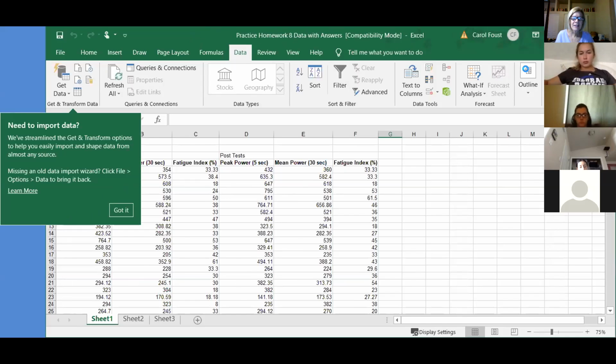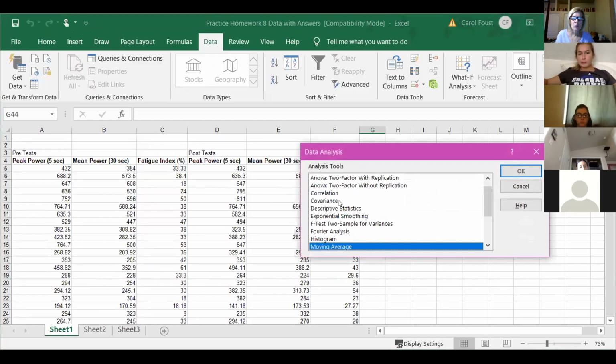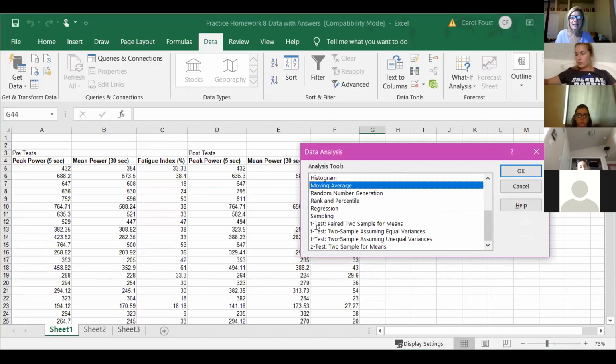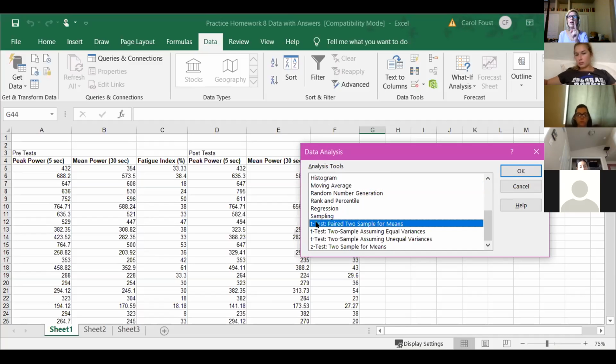We're going to go to our data analysis. We want to do a t-test, so we go down to t-test. Remember, this is a within or a dependent t-test. So it's a paired t-test because it's one group, two measures. Okay, one group, two measures.